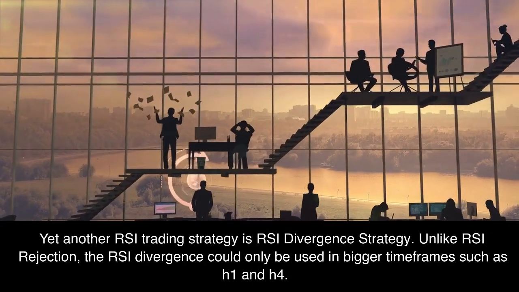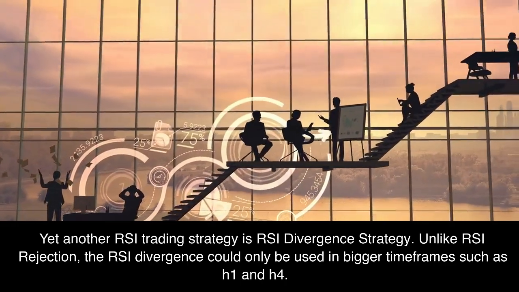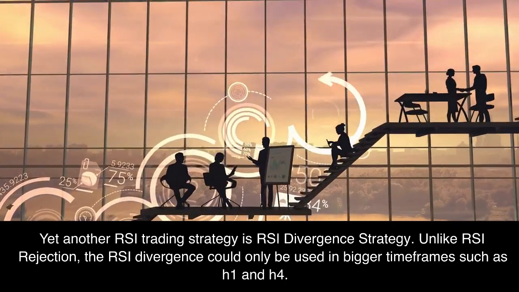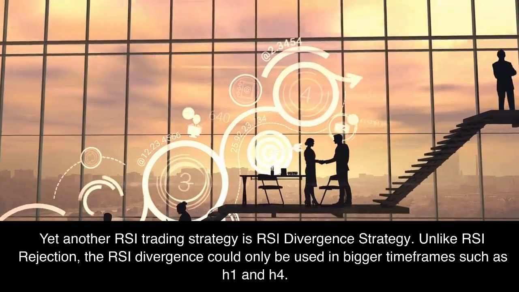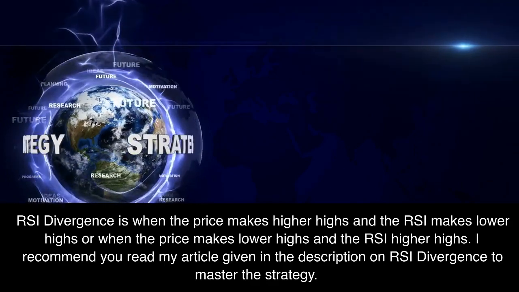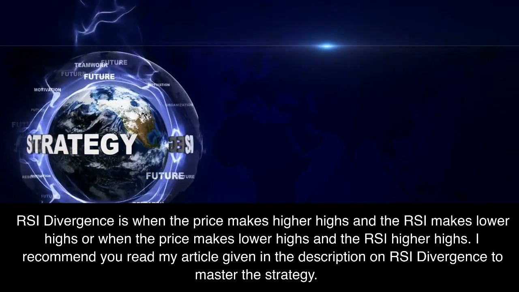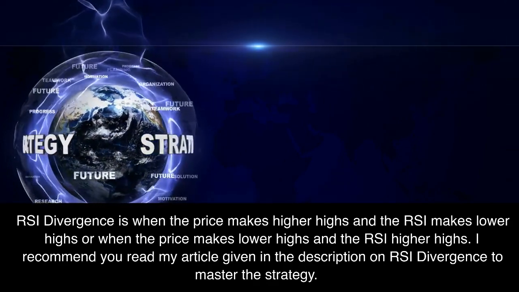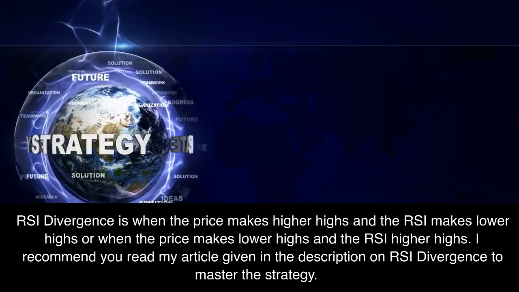Yet another RSI trading strategy is the RSI divergence strategy. Unlike RSI rejection, the RSI divergence could only be used in bigger time frames such as H1 and H4. RSI divergence is when the price makes higher highs and the RSI makes lower highs, or when the price makes lower highs and the RSI higher highs. I recommend you read my article given in the description on RSI divergence to master the strategy.